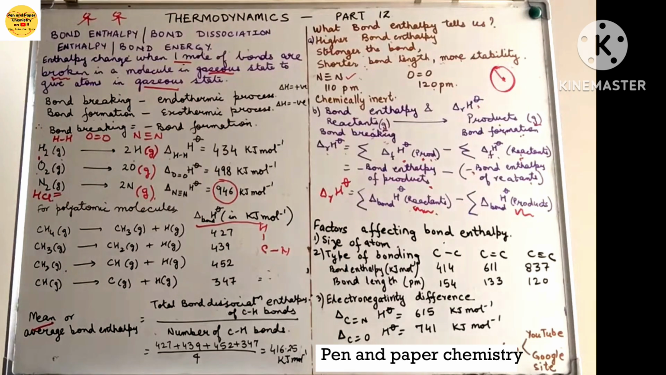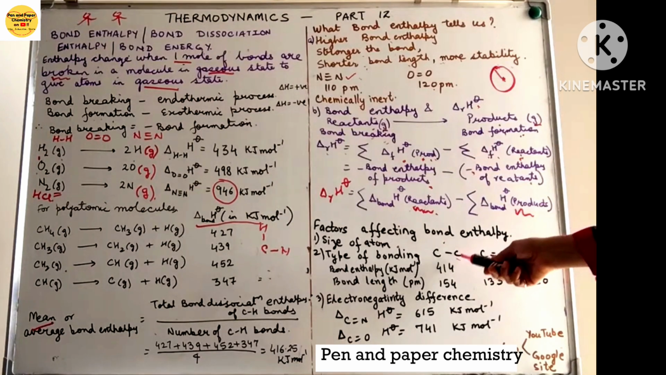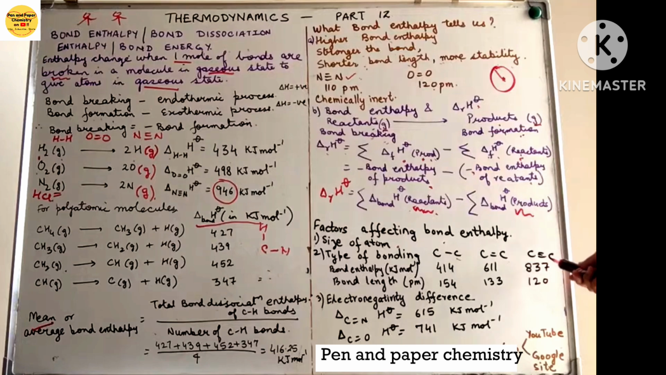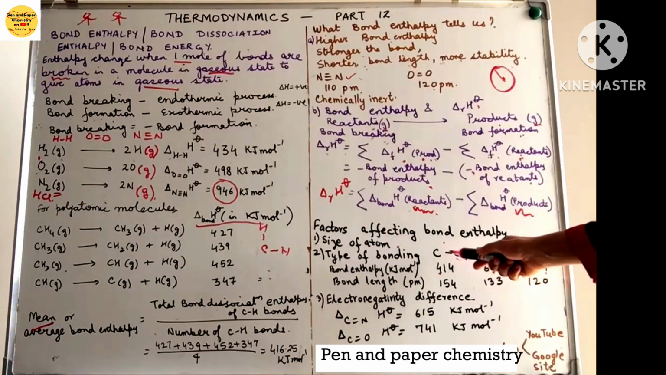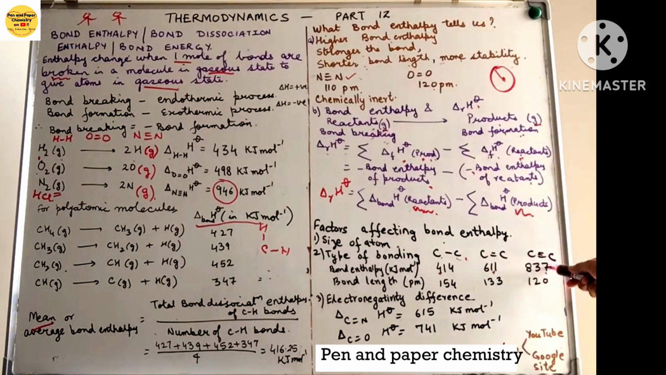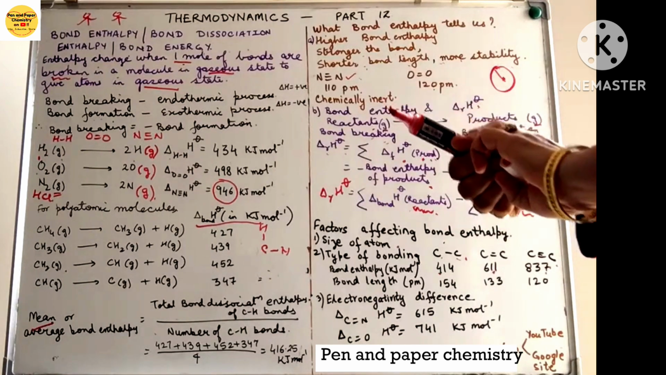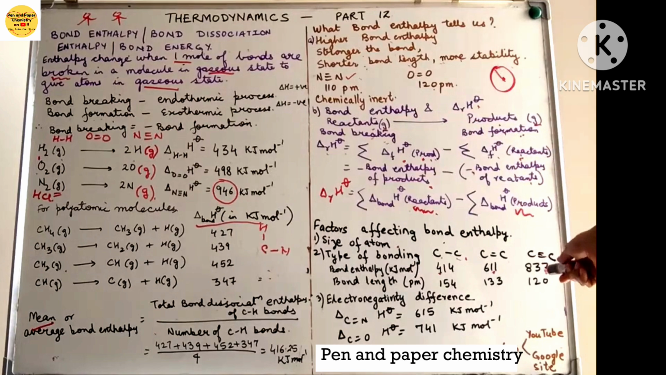Coming to the type of bonding. Single bond between two carbon atoms, double bond between two carbon atoms, triple bond between two carbon atoms. If you notice, the bond enthalpy increases with successive steps. Here we are talking about identical atoms. It is just that the type of bond is changing. So if you notice, with increase in bonding between the two atoms, the bond enthalpy actually increases. As we said, stronger the friendship, more is the energy required to break that bond.